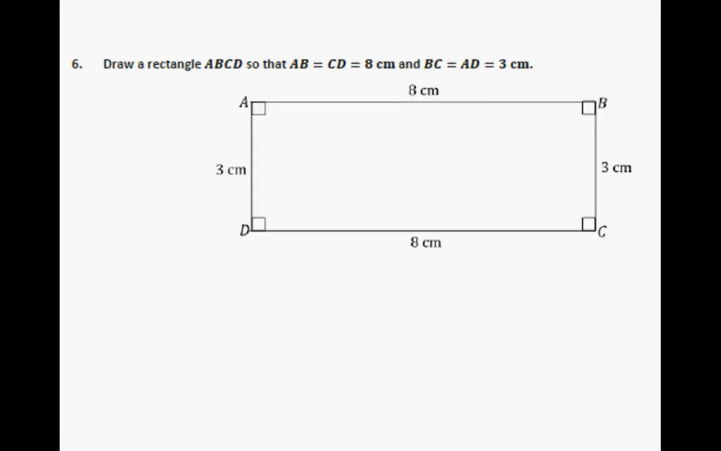For 6, draw a rectangle ABCD so that AB is equal to CD, which is 8 centimeters, and BC is equal to AD, which is 3 centimeters. And again, you should mark each corner as a right angle. And you would use your protractor to help you measure that these are 90 degrees.